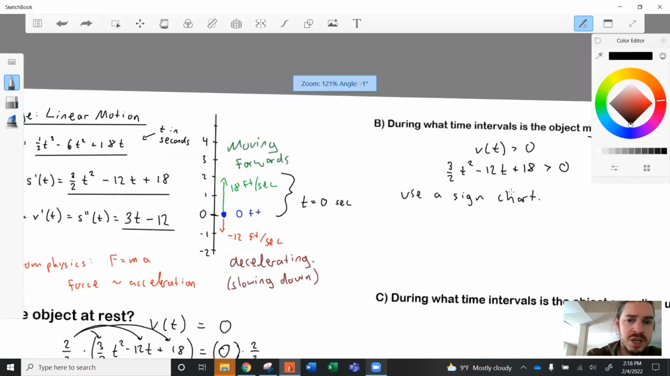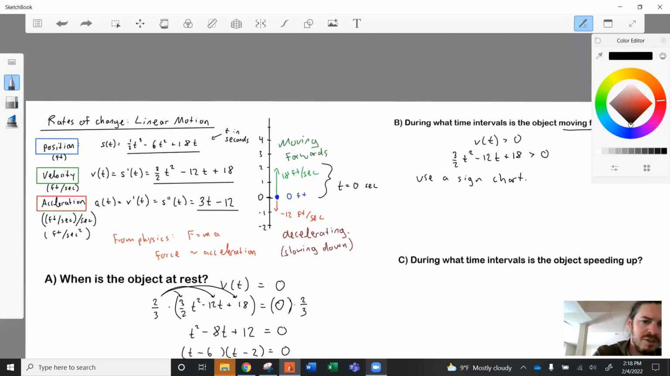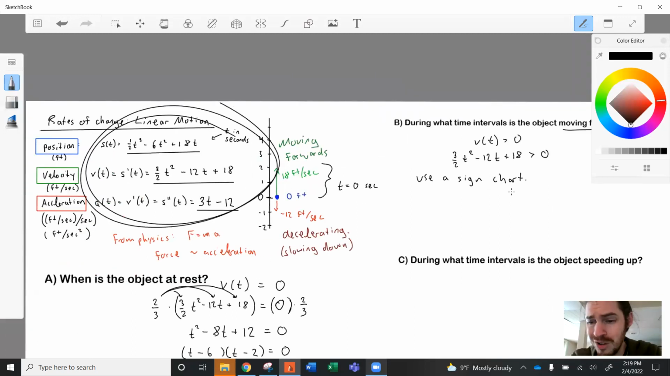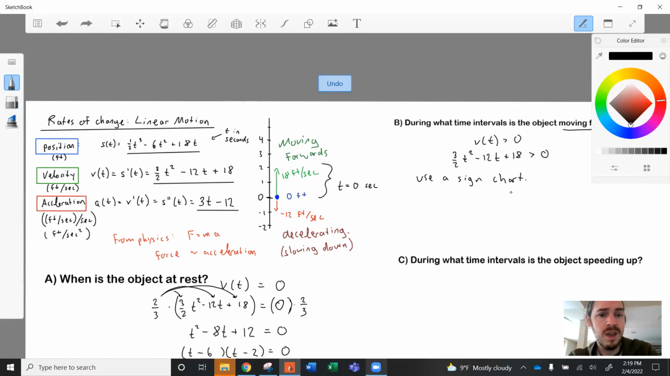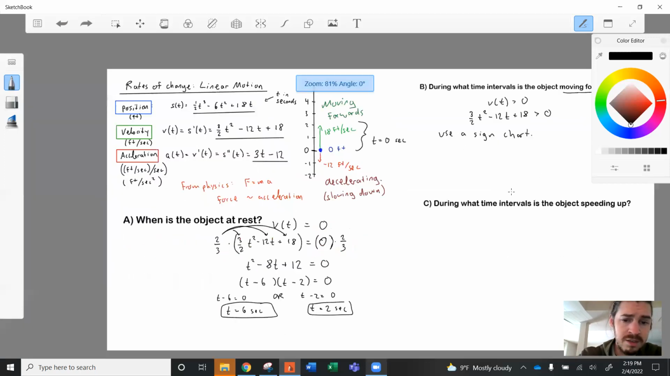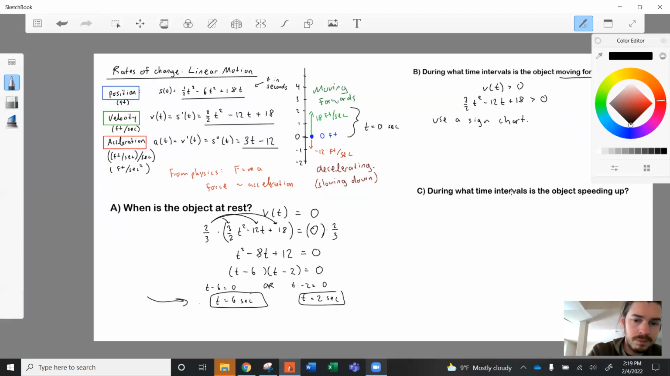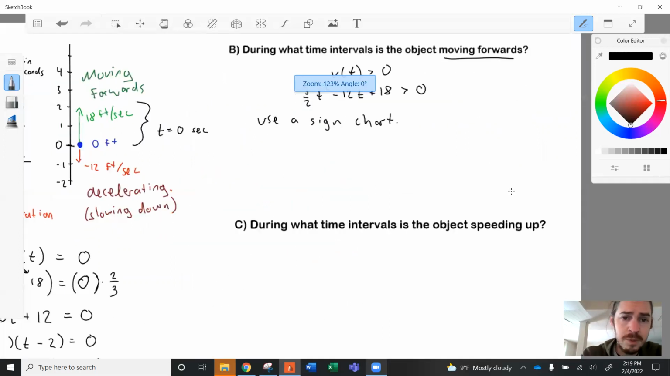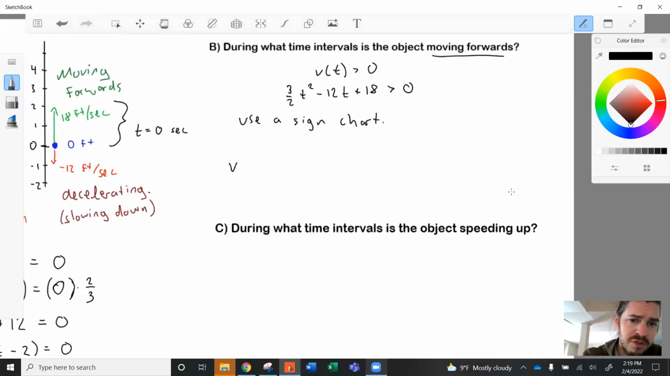However, the functions we're working with are polynomial functions. And one thing we know for sure about polynomials, they're never undefined. They have no discontinuity. So really, all I need to look at are the zeros, which I very conveniently already found in part A. So what I can do is make a sign chart. I'll say this is the sign chart for velocity.